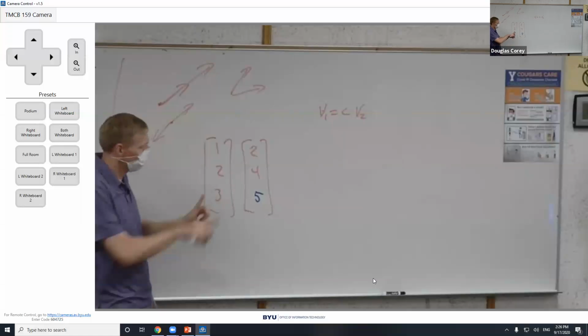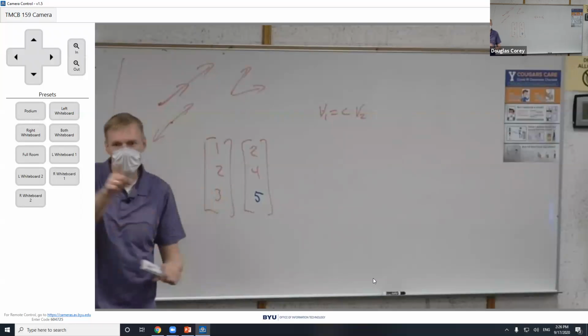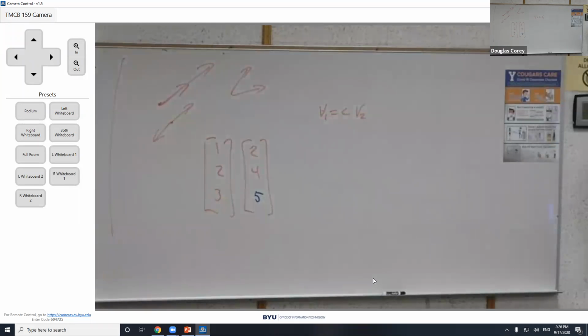They're pointing in different directions. They're not on the same line. Okay. Is that because the only way to make that true would be if all C's were 0?